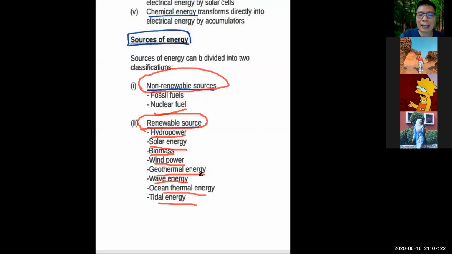Non-stop water wave. Tidal means when the high tide happens, the water comes in, so the gate opens, and the water will be stored in a big tank. Then when low tide, the water is released, then water flows back. When the water flows out, the water power can be used to rotate the turbine. So that is called tidal energy. Okay, so this one you have to remember. It does come out, I tell you. Renewable, non-renewable, remember, okay?